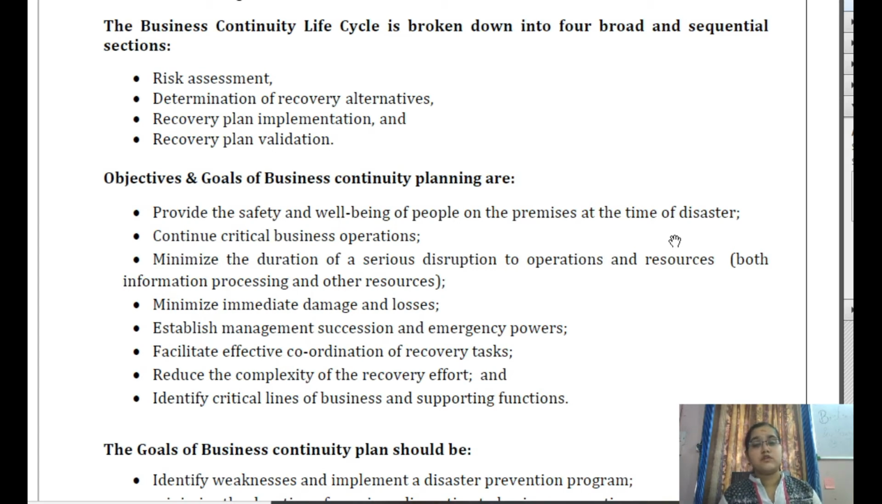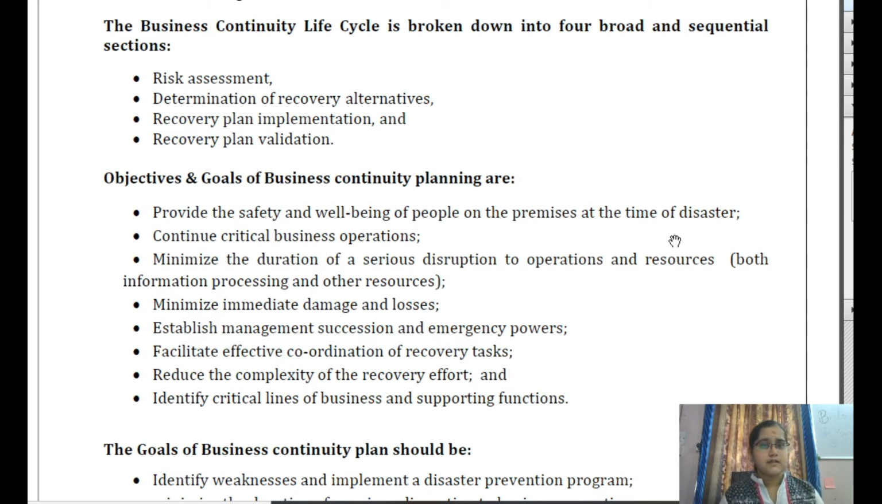Then minimize the duration of serious disruption to the operations and resources. You need to reduce the impact of that disaster on the operations and also on the resources, because if you lose the available resources, it will be very costly and will economically affect the business to purchase them again, and then continue the critical operations and provide services to the customer. Then the other objective is to minimize the immediate damage and loss. If any disaster happens, what is the immediate loss going to be? You need to reduce it.